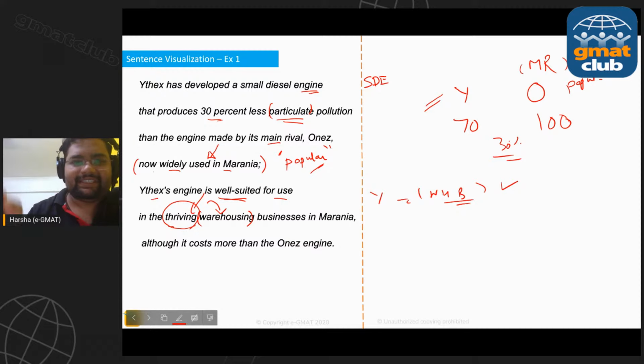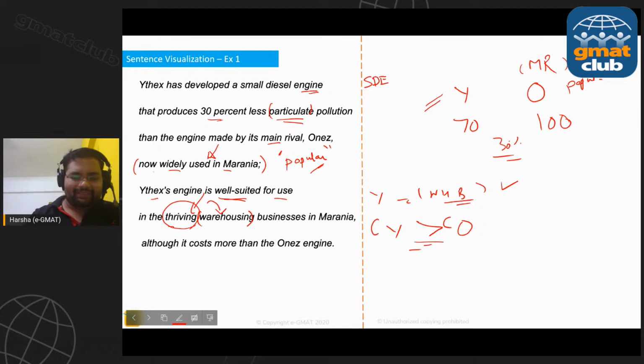That's great. Fantastic. Although, on the other hand, the Vitex engine actually costs more than Once's engine. So if you're talking about cost, Vitex actually costs more. This is all there is to it. End of the day, if I had to explain this complex sentence to myself, to make sure I'm there, so what do I know?